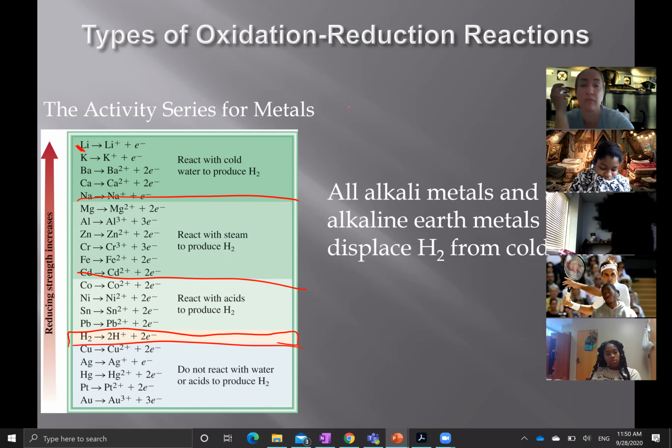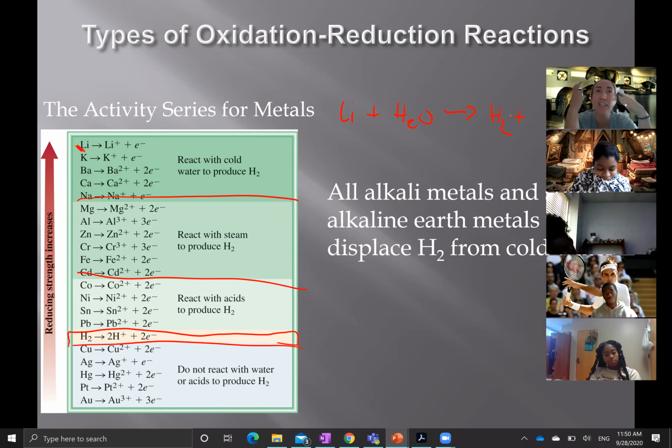what's left? Lithium plus water. You'll have H2, and then what is left? Lithium oxide, right? So you can start almost making reactions on your own just by the words and the information that they give you. But that's basically what's happening. That's what it's telling you.